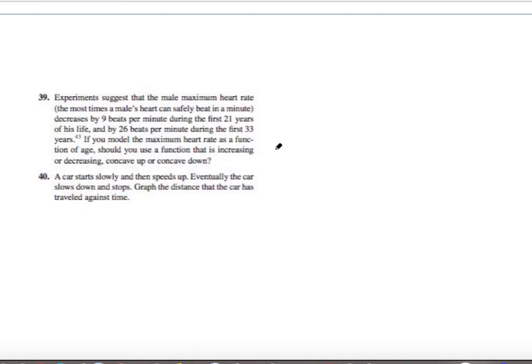Experiments suggest that the male maximum heart rate decreases by 9 beats per minute during the first 21 years of their life, and by 26 beats per minute during the first 33 years. So if you model the maximum heart rate as a function of age, you use a function that is increasing or decreasing, and then should that be concave up or concave down? So we only have 2 data points here, so let's say maximum heart rate over age. So we have maximum heart rate as a function of age.